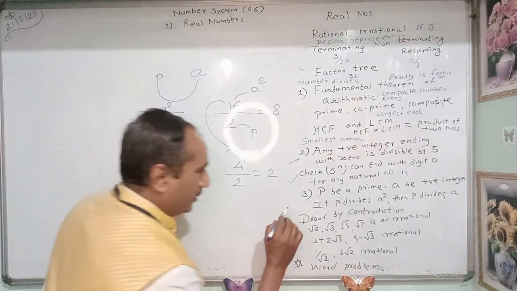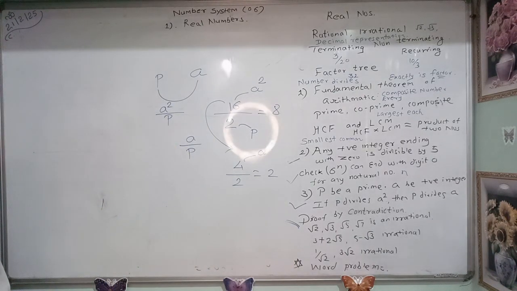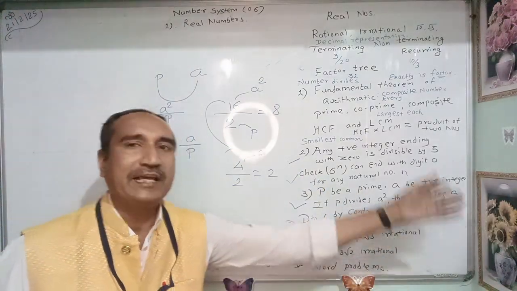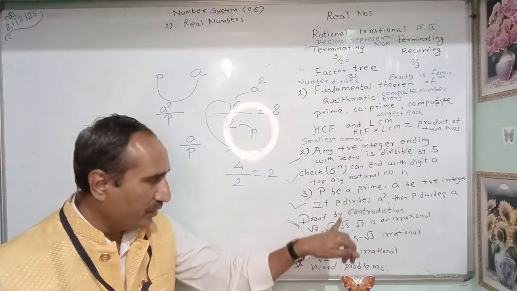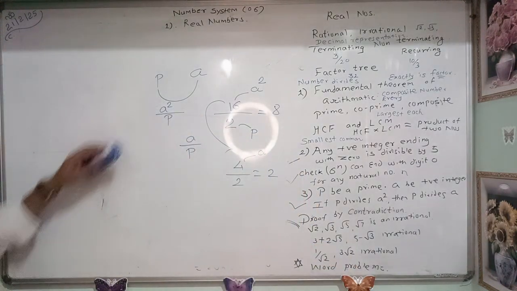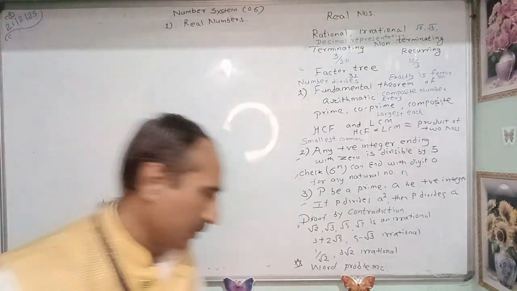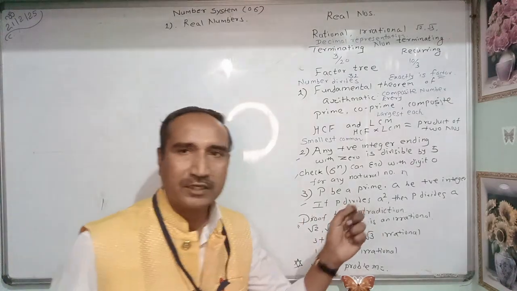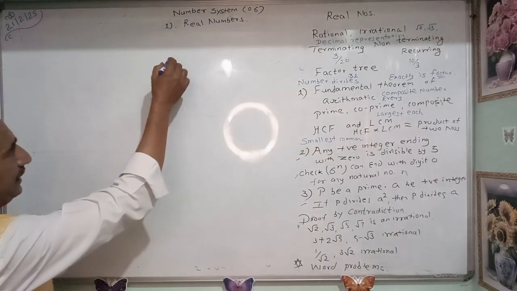So this theorem is useful for proving that root 2, root 3, root 5, root 7 are irrational numbers. We make use of this theorem for proving this for 3 marks. So let's prove the theorem in detail now. In the exam it is asked, and this proof is called the proof by contradiction. Now prove that root 2 is an irrational number.